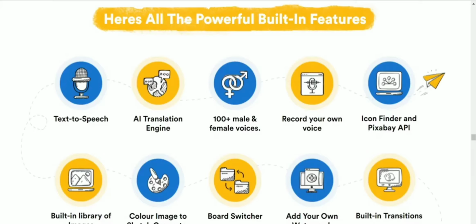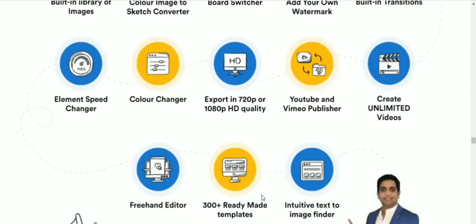Let's see the features of Doodlemaker. So what are the features of Doodlemaker? Here are all the powerful built-in features with Doodlemaker you will get. The first feature you get is text-to-speech converter, then 100+ male and female voices. Then record your own voice. Then icon finder and Pixabay API. Then built-in library of images. Then color image to sketch converter. Then board switcher. Then insert your own watermark. Then built-in transitions. Then element speed changer. Then color changer. Then export in 720p or 1080p HD quality.